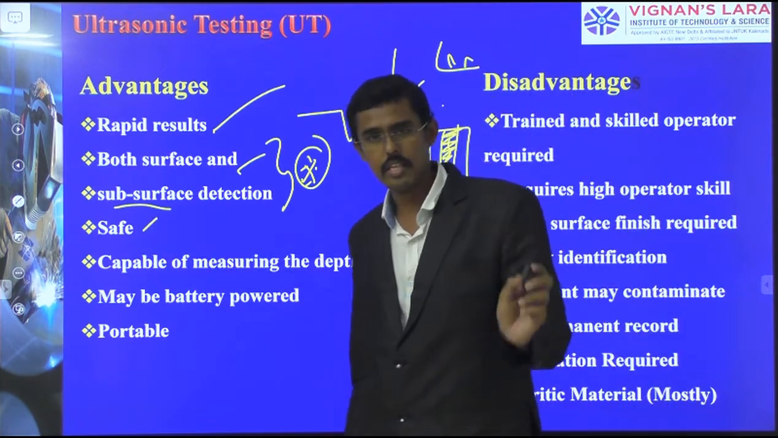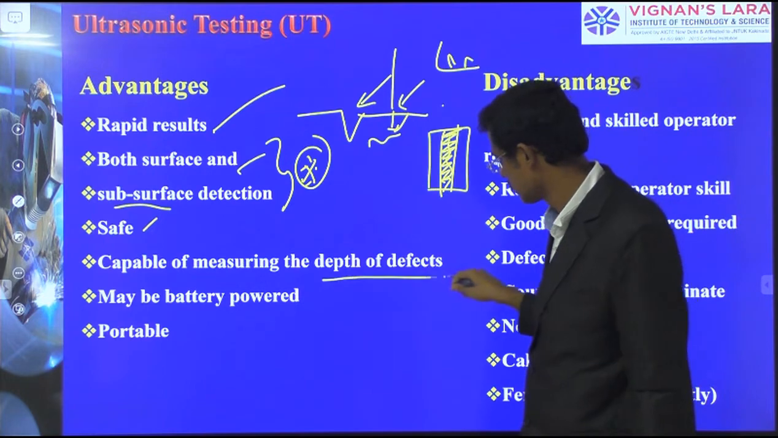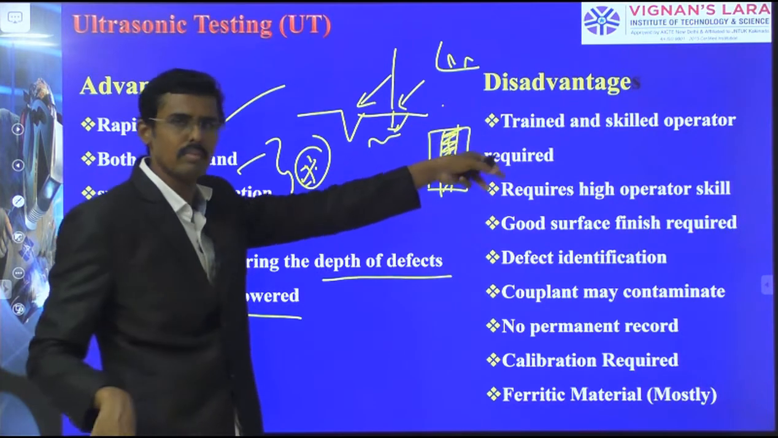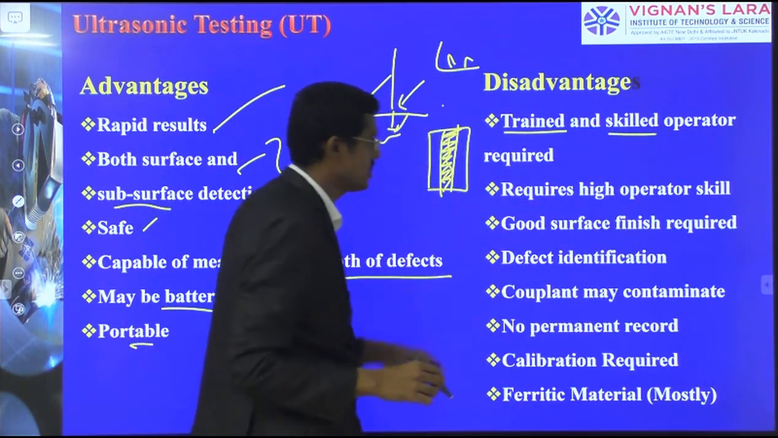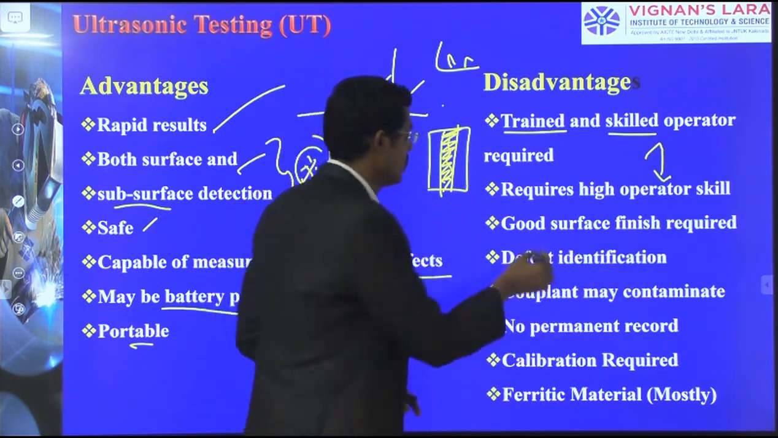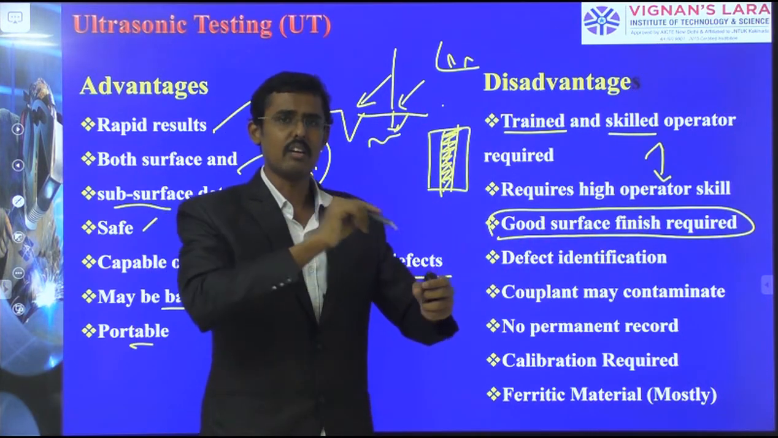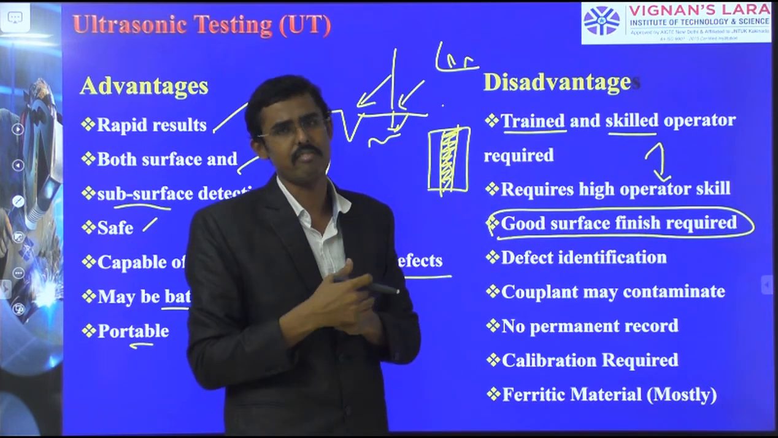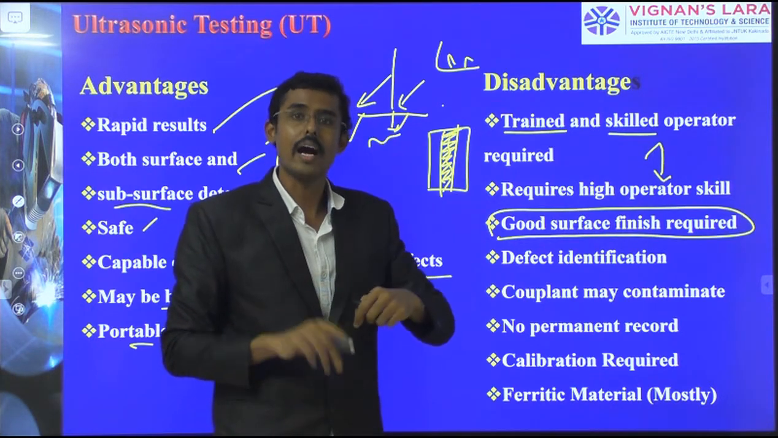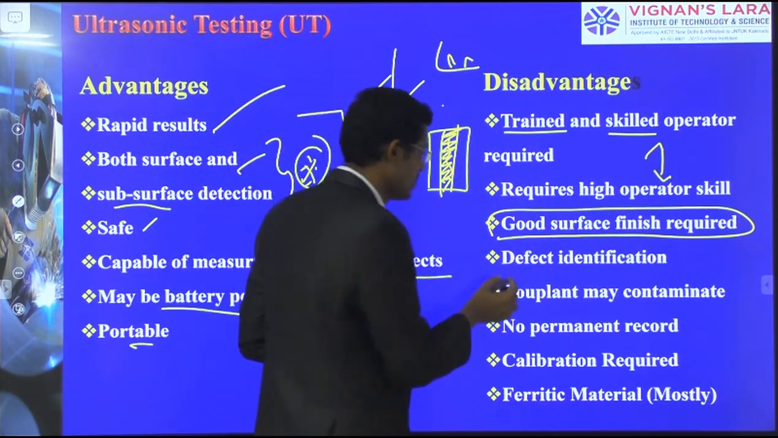So ultrasonic is safe when compared to radiography. It is capable of measuring the depth of defects, may be battery powered, and portable also. Importantly, the disadvantage is training and skill. Yes, it requires high operator skill; both are interrelated points. A good surface finish is required. If there are irregularities or a rough surface, the ultrasonic rays will go somewhere else, scattering will take place, more pulses we will see, and it is difficult to identify a crack on rough surfaces. So defect identification is difficult.